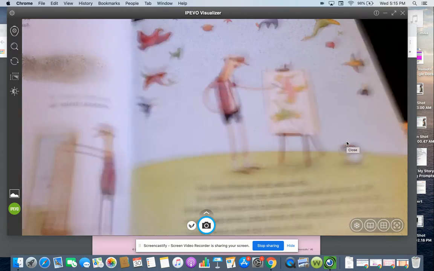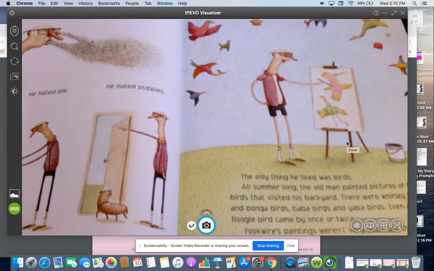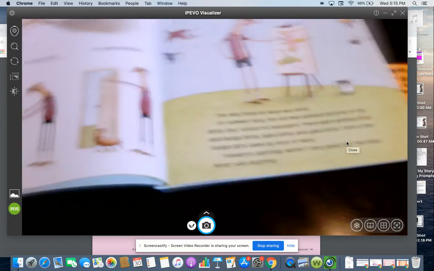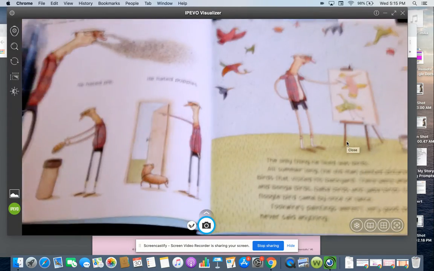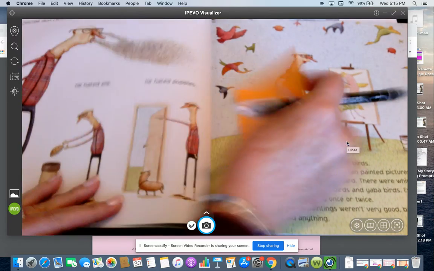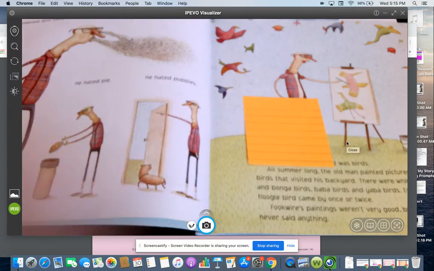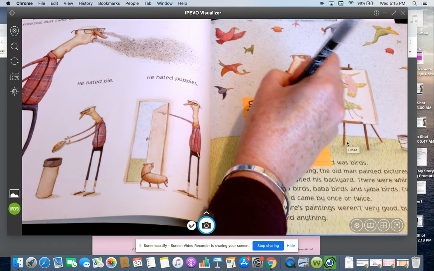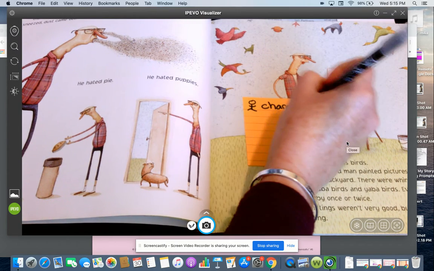So I'm going to get another sticky. I'm going to do a stop and jot. What I'm doing is I'm stopping reading and I'm jotting some things down on a sticky. So now I'm going to talk about the characters. I'm going to just draw a little stick person. I'm going to write the word characters so that you know that this is what I'm talking about.